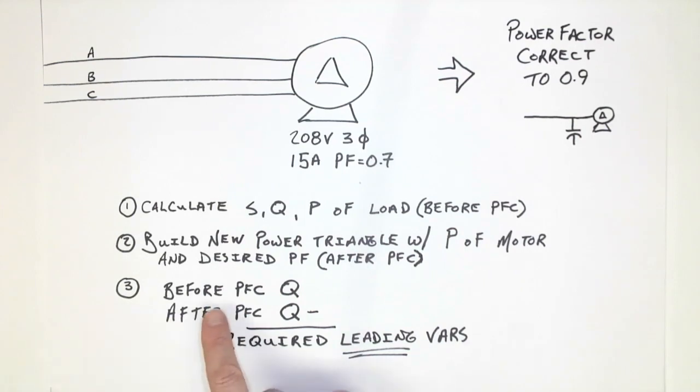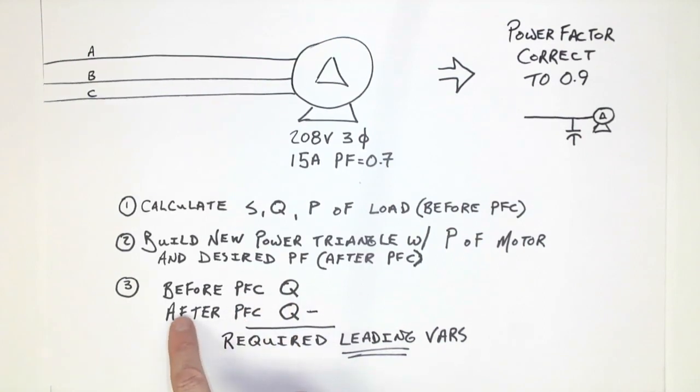The third step is then to take the before power factor correction VARs and subtract the after power factor correction VARs. The value that is left remaining is the new required leading VARs, and this effectively is the size of the capacitor bank that we need to install.